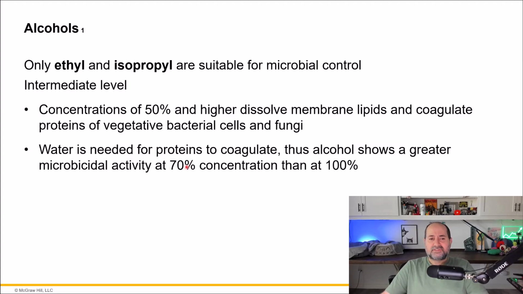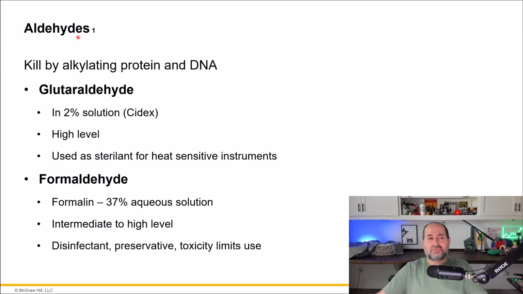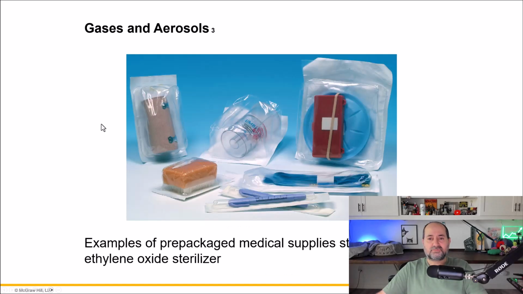Remember, alcohols at 70% are the best, most effective at 70% concentration. Hydrogen peroxide, you should know that this one produces highly reactive ROS, right? Reactive oxygen radicals. And it also releases oxygen gas during the process. You should know that the aldehydes are important. Glutaraldehyde at 2% is used as a sterilant in the clinic. Formaldehyde is usually used as a preservative. Sterilizing gases are important for sterilizing equipment that's heat sensitive, such as those depicted here.